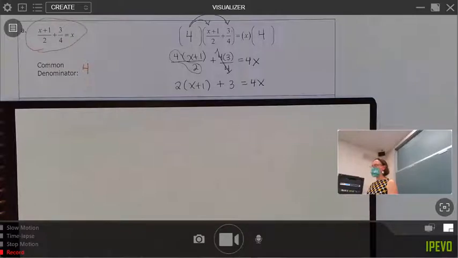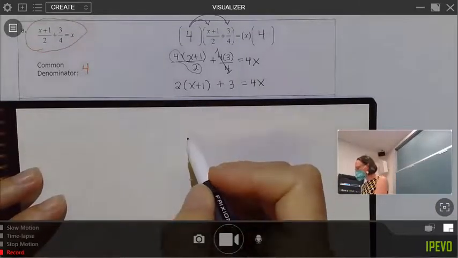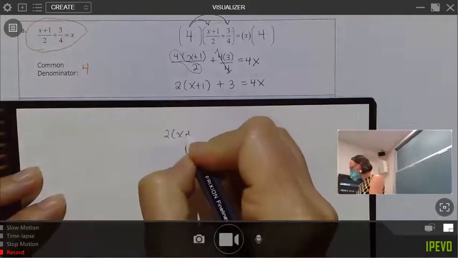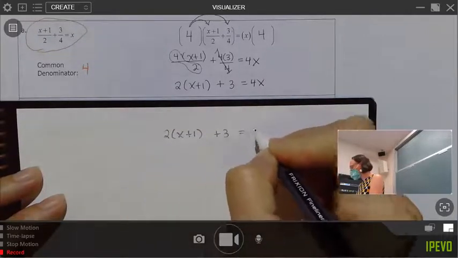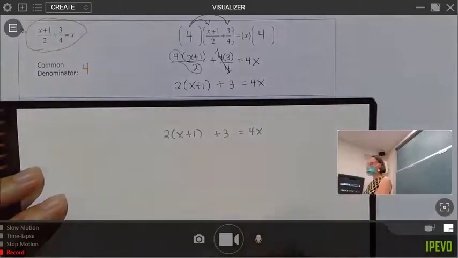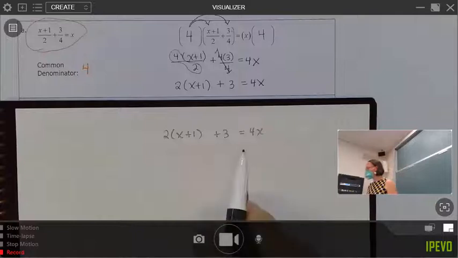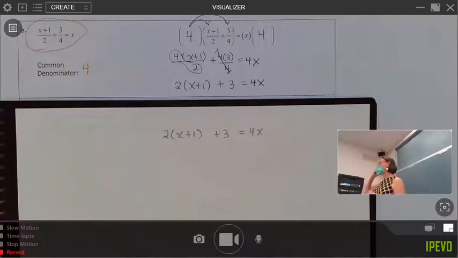I'm going to take it slow, but I probably won't do all of these this slowly. I'm just going to do this first example slowly. So we had 2 times x plus 1, plus 3, is equal to 4x. First of all, this is a linear equation. It's an equation because of the equal sign, and it's linear because our variable x is only ever raised to the first power in the problem.